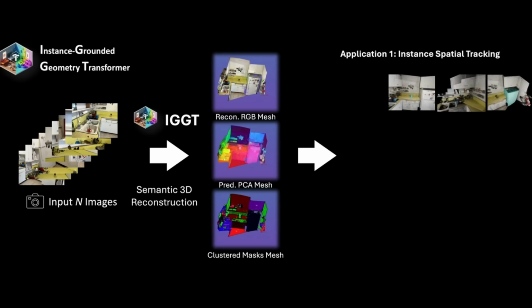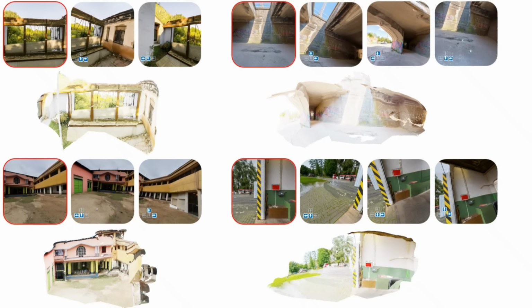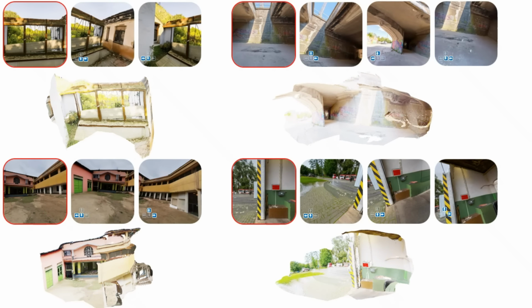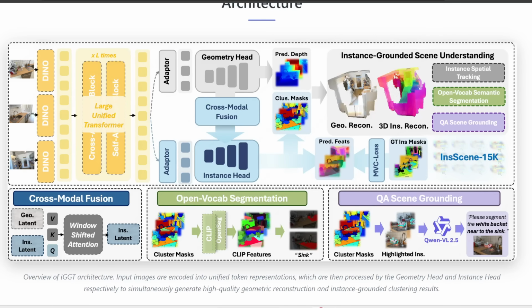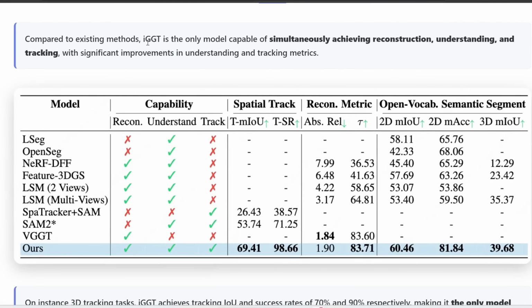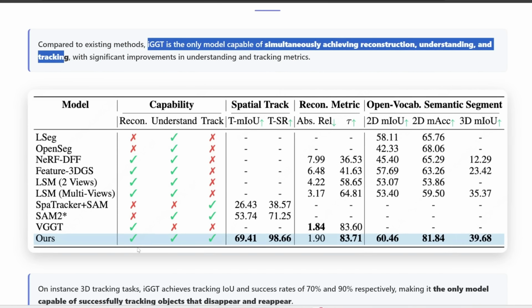So here's why this is useful. For previous methods that generate 3D scenes with multiple photos, it can only generate 3D scenes. It doesn't really have semantic understanding of all the objects and the shapes within the scene. But for IGGT, it predicts and generates everything together in a single unified transformer model. And if you compare this with other similar 3D reconstruction models, note here that this new IGGT is the only model capable of simultaneously achieving reconstruction, understanding, and tracking. And if you look at these benchmarks, on average, they outperform all these other models across all these different metrics.